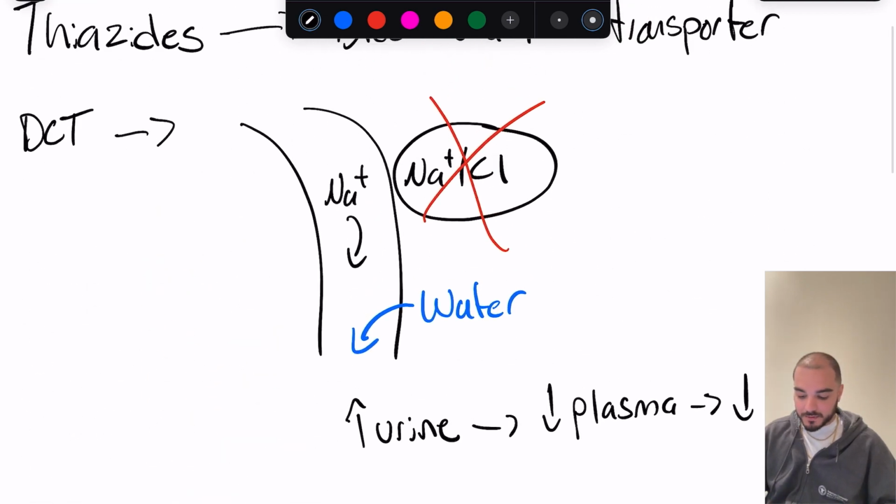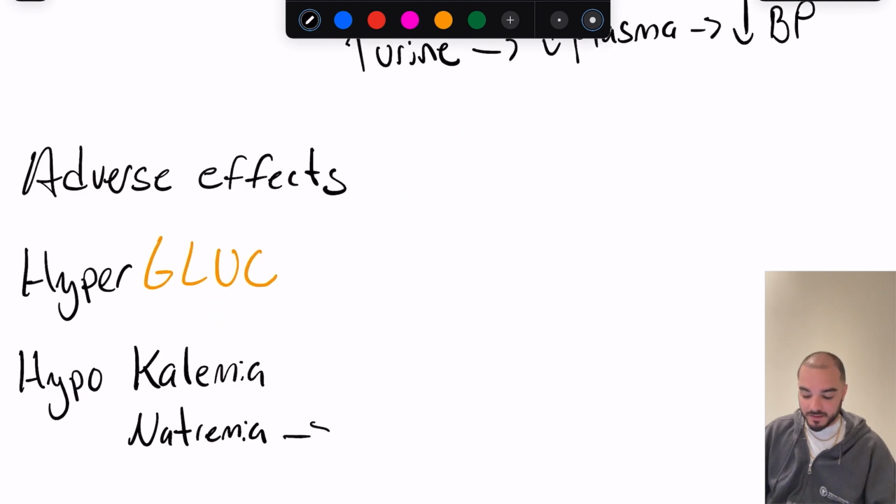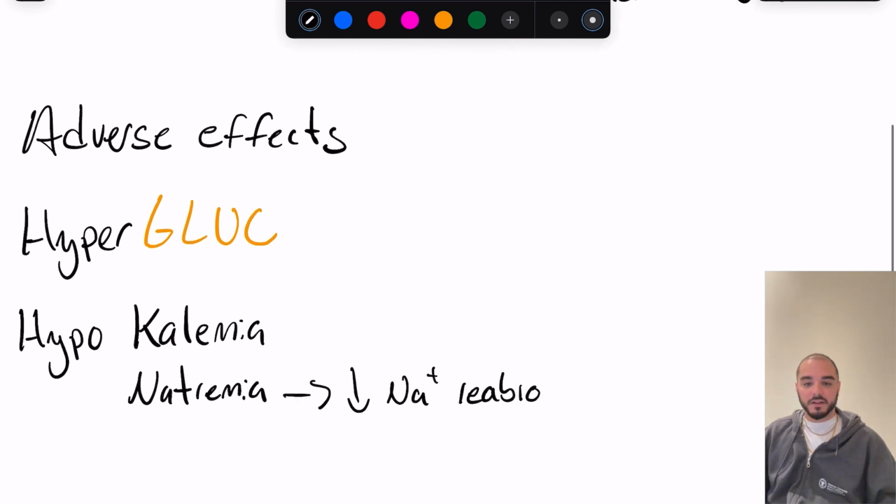Like we were talking about up here, if you increase the amount of sodium you're excreting, that means you're decreasing the amount you're reabsorbing. So that's going to lead to the hyponatremia.